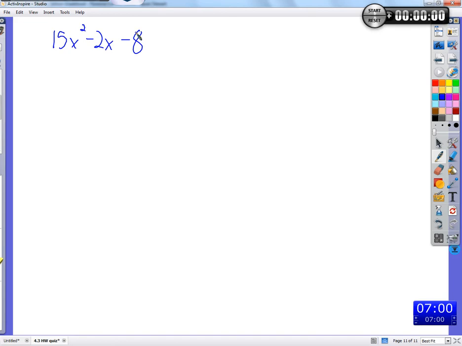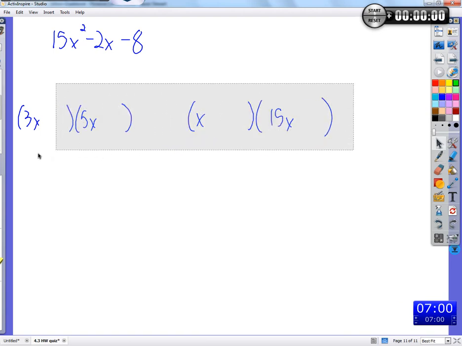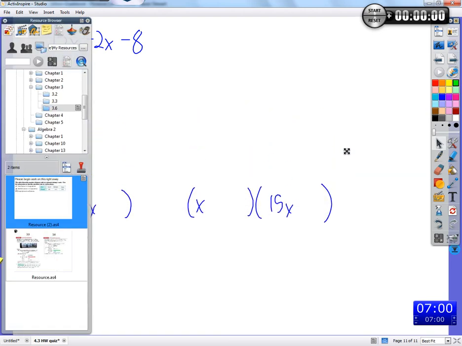So I just want to show you one last view of why we want to learn the slightly weird looking method that I'm going to teach you. Here's why. Because let's first look at the 15. We know that's going to be either a 3x there and a 5x in this one, or it's going to be an x and a 15x, because you've got to multiply to make 15x squared. Two different possibilities already. On top of that, we've got to deal with the negative 8.